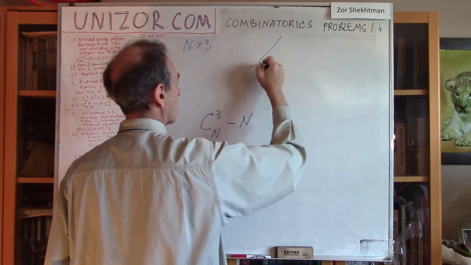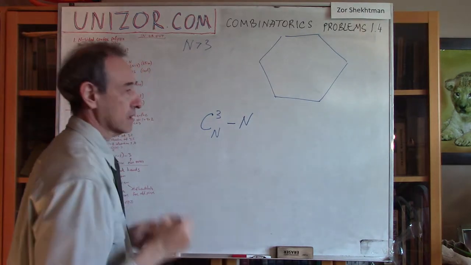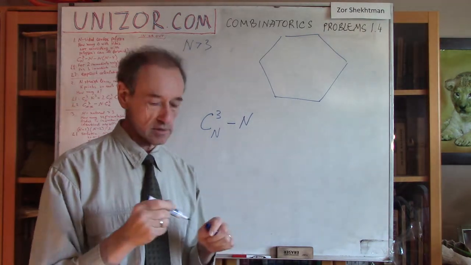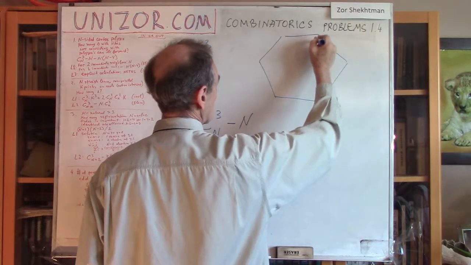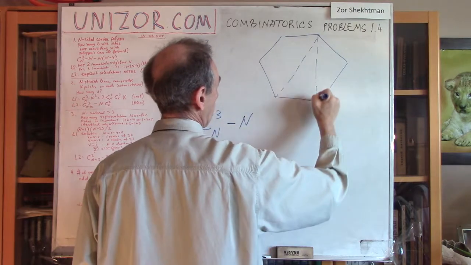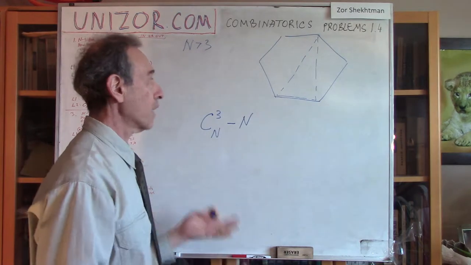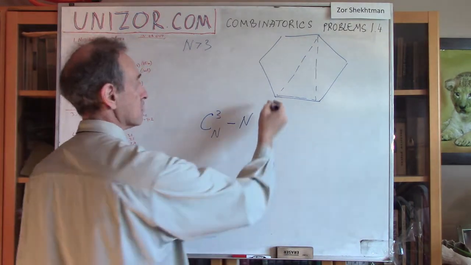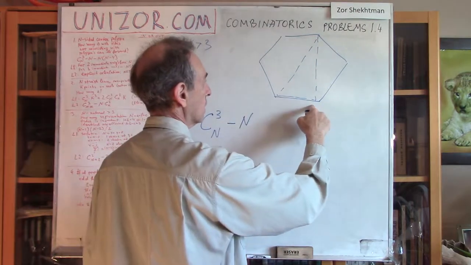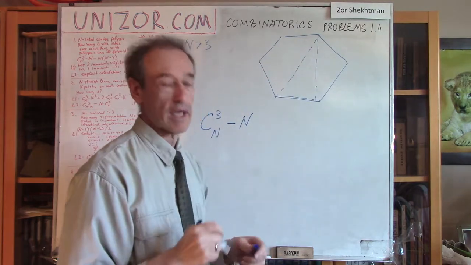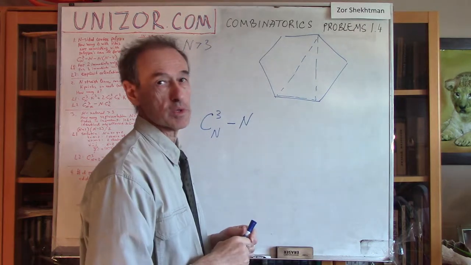Now I have again a polygon, and now I'm interested only in triangles which have only 1 side coinciding with it. So that's something like this. This is the triangle. 1 side coincides. Now, which one can coincide? Well, obviously there are as many sides as the polygon has. So it's n. And what kind of different triangles can we construct with this side coinciding with the polygon?